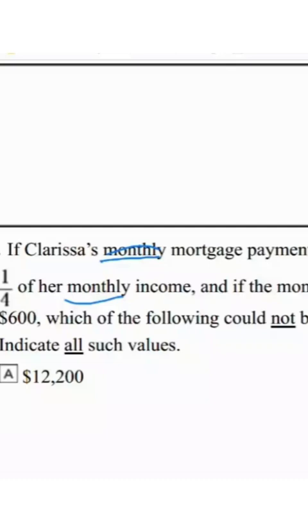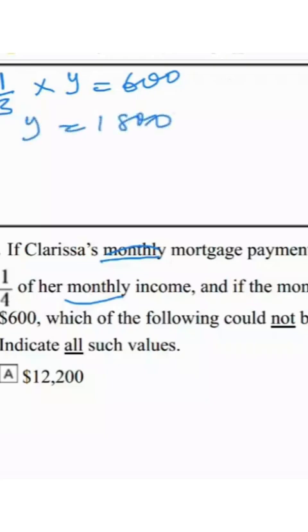All right, for this question, if Clarissa's monthly mortgage payment is less than 1/3, what does that mean? Less than 1/3, but more than 1/4. So we can find 1/3 of y and 1/4 of y. So 1/3 times y equals 600, and 1/4 of y equals 600 too. So y equals 1,800 and y equals 2,400.